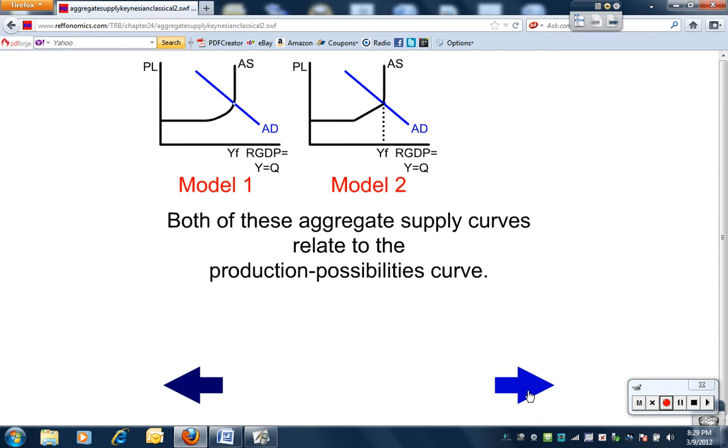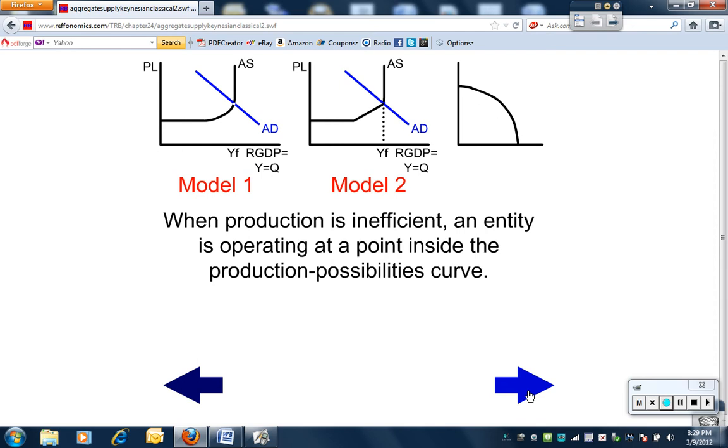And remember, the production possibilities curve we discussed way back at the beginning of the course. This may be a little bit of a refresher for you from what we did in introductory economics and microeconomics. It also applies in macroeconomics, so it's probably a good thing that we hit this again. But there's a direct relationship between the aggregate supply curve for both of these Keynesian models and the production possibilities frontier.